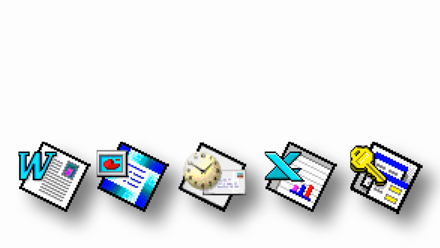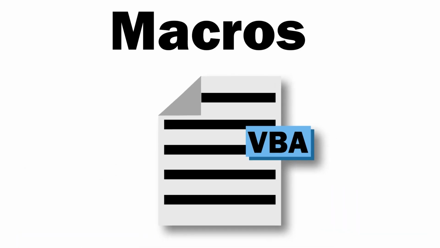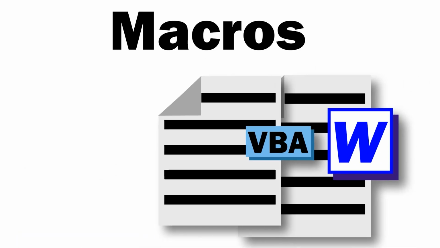So in Microsoft Office, there are these things called macros. A macro is essentially a bit of code that is supposed to be used to automate repetitive tasks.